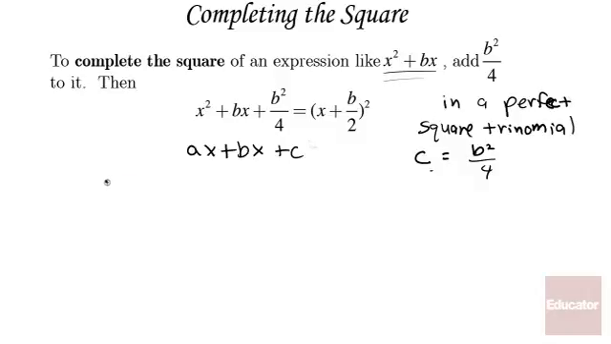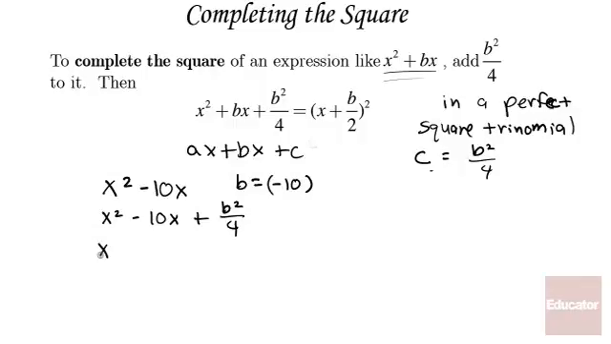For example, let's say I have an expression such as x squared minus 10x. What I need to do is find b squared over 4 so that I can turn this into a perfect square trinomial. So I want x squared minus 10x plus b squared over 4. I know that I have b equals negative 10. So I'm going to go ahead and find what this would come out to. b squared would be negative 10 squared over 4. So negative 10 times negative 10 is 100, divided by 4.